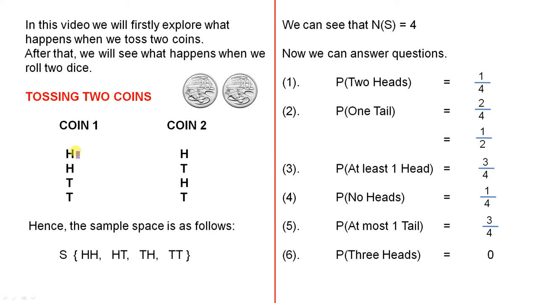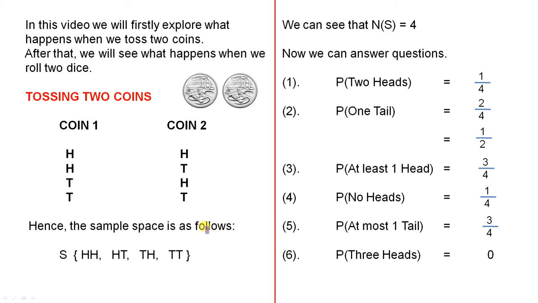If coin 1 lands on a head, another possibility is that coin 2 can land on a head, so you can have 2 heads. We can also have coin 1 landing on a head and coin 2 landing on a tail. We can have coin 1 landing on a tail and coin 2 landing on a head. And we can have coin 1 landing on a tail and coin 2 landing on a tail.